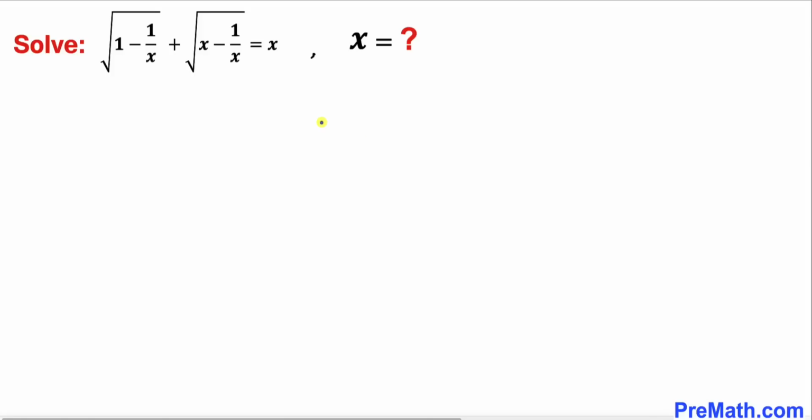Welcome to PreMath. In this video, we are going to solve this given radical equation: square root of 1 minus 1 divided by x plus square root of x minus 1 over x equals x.